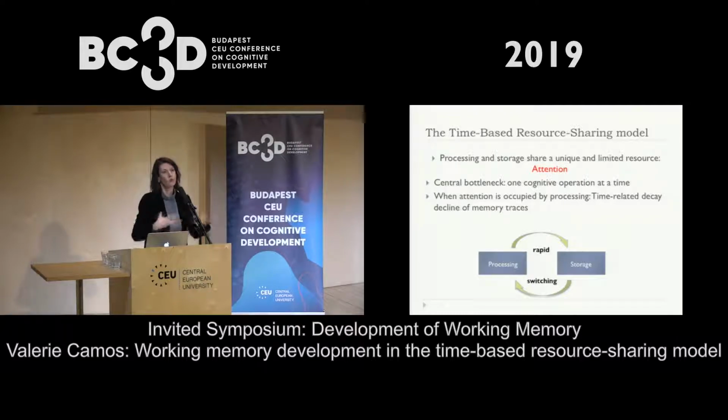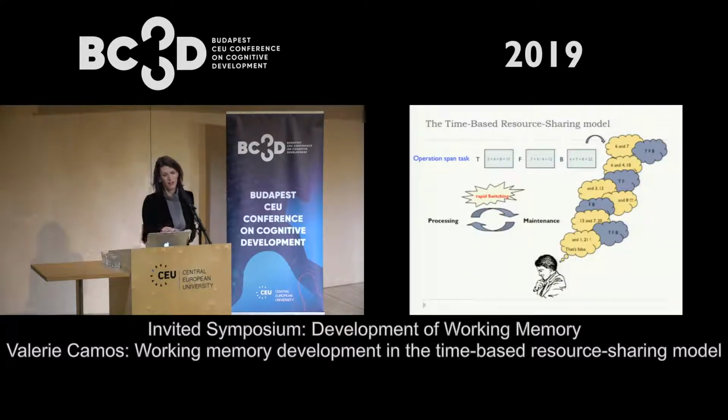So the only way that we manage to simultaneously do some processing while we maintain information is to rapidly switch this attention between the 2. So we have the feeling that we do things simultaneously, but actually, at the scale of tenths of milliseconds, we only do one thing at a time.